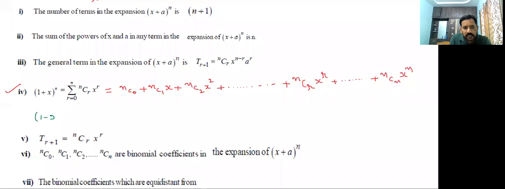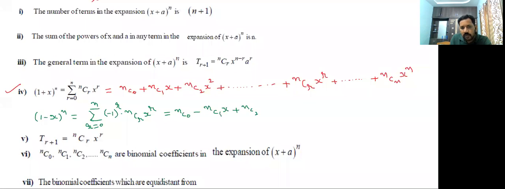Similarly, tell me what is the (1 minus x) whole power n expansion? We can write in short form sigma r is equal to 0 to n, minus 1 whole power r into nCr into x power r. This is the short form. Now expand it: nC0 minus nC1 into x plus nC2 into x square minus nC3 into x cube plus and so on. Here this term is positive or negative, we don't know: minus 1 whole power r nCr into x power r plus and so on. The last term also is positive or negative, we don't know.